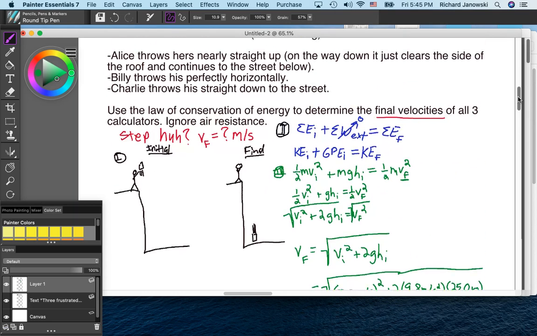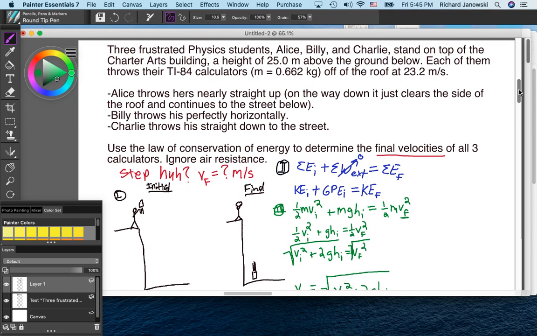Now, we've only done one of them, so I'll just talk quickly through this. If we were to do this for Billy, we would have a similar drawing. Billy's calculator would go straight out sideways like this, and at the end it wouldn't land right where Alice's did, because it would do something like a parabola. His would land out here, and we'd go back to step 2.